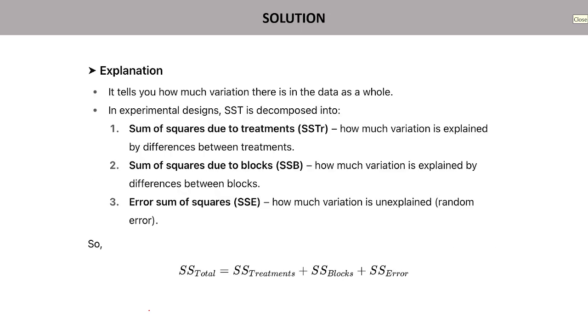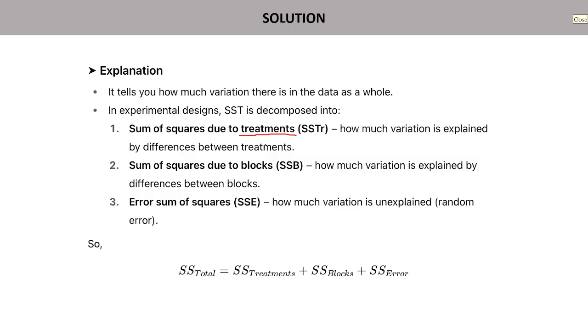Now, with this, the question was asking how much variation there is in the data as a whole. In designing any kind of experiment, there can be different types of sum of squares. One can be the sum of squares due to treatments, which means how much of the variation is explained by differences between the treatments.